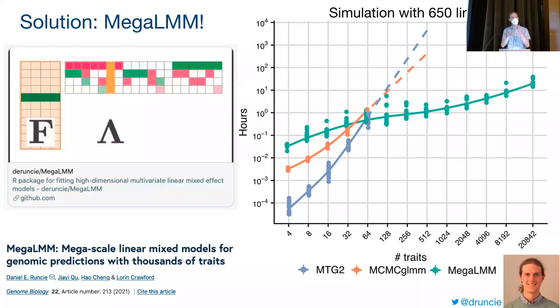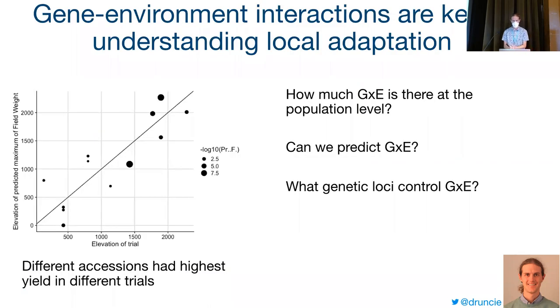With MegaLMM, though, we've transformed the problem in a way that it scales linearly. And so we've been able to apply it successfully to 20,000 traits and get what we think are fairly reasonable estimates of genetic and residual covariances. But anyway, that's an advertisement for the program. Our data set today is not that big. We have 30 trials. And so, back to that.